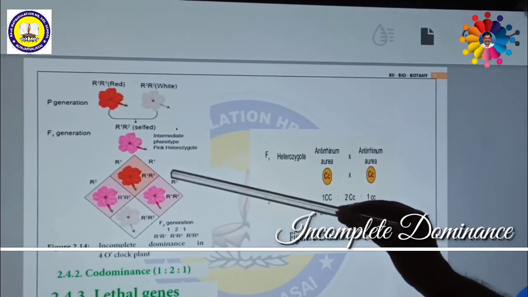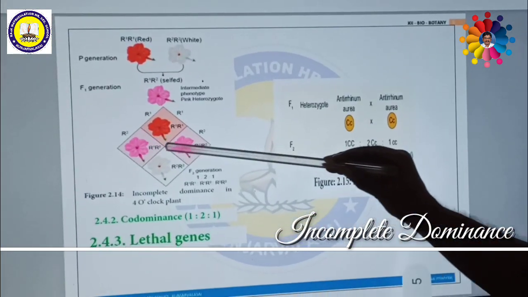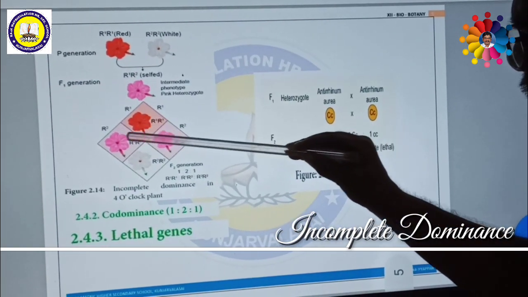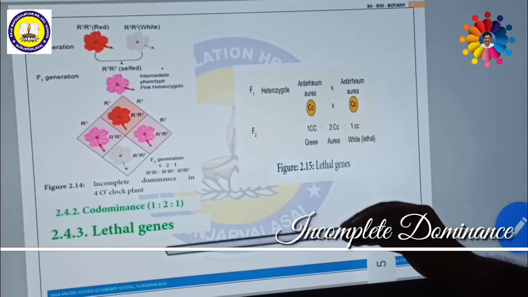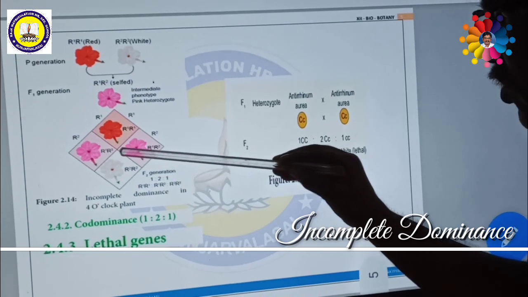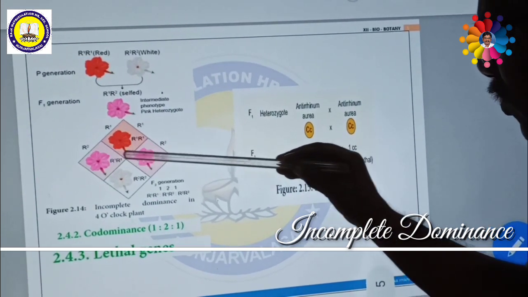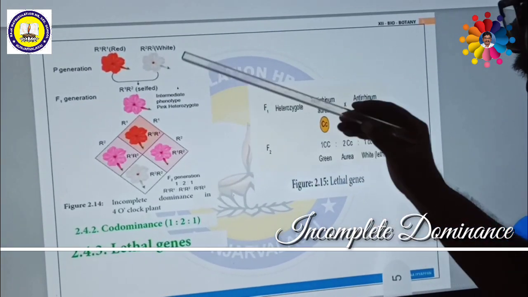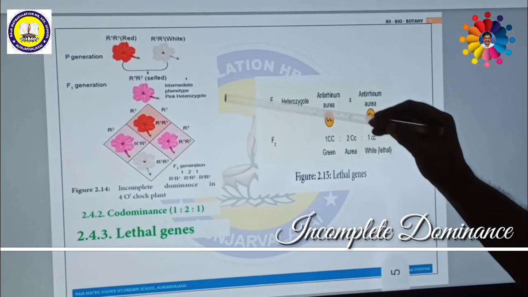So in phenotypic character, 1 red color, 2 pink color, and 1 white color. That means 1:2:1. It is the phenotypic ratio. Then genotypic character: capital R1R1, 1; capital R1R2, 2; capital R2R2, 1. 1:2:1. Both phenotypic and genotypic ratios are 1:2:1. This is incomplete dominance.